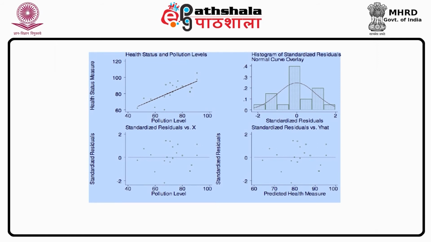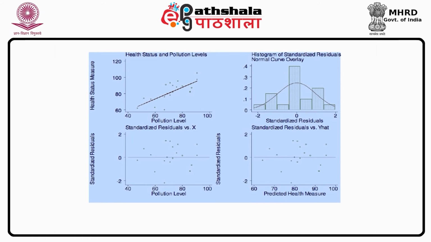Next, we look at the histogram of the standardized residuals with an overlaid normal curve. If we look at the histogram, we can see that it has a roughly normal distribution, where we have less frequency in the first half of the data set, which increases up to a point and then symmetrically decreases for the remaining values of the standardized residuals. Coming to the fourth plot, we plot the standardized residuals against the pollution level, which is x.